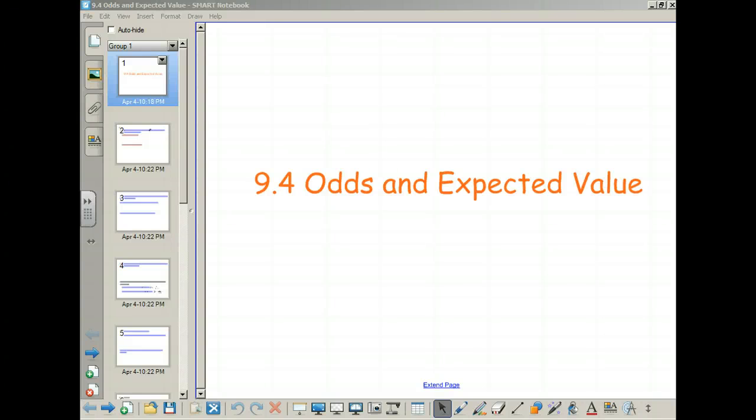4 is odds and expected values. So these are two different topics within the same section. Let me talk a little bit about odds. Have you heard the phrase odds before? Where have you heard it, Sarah?